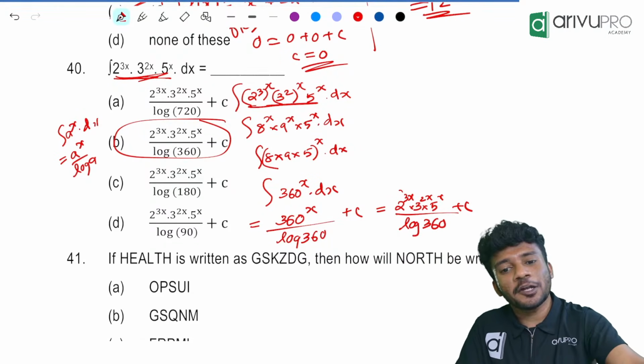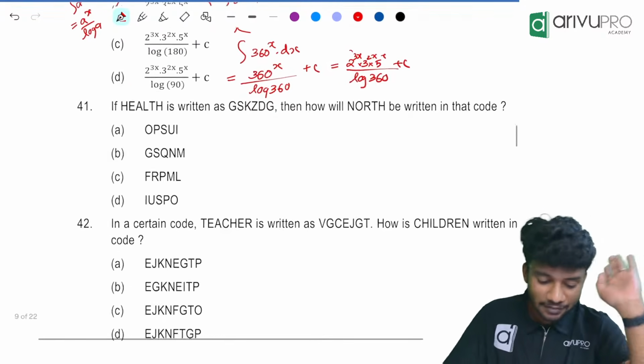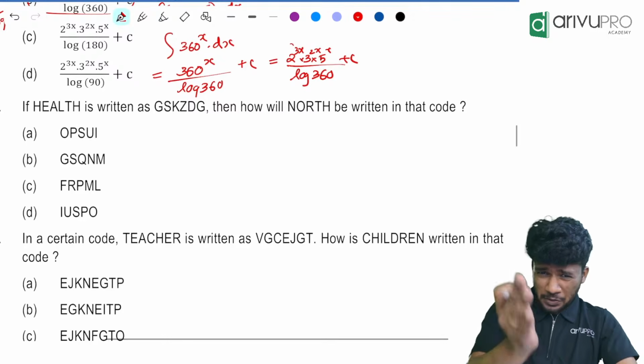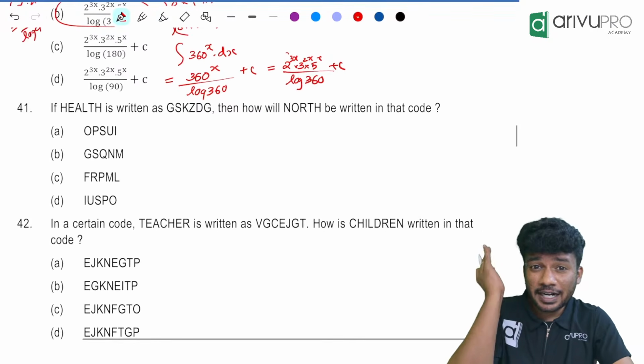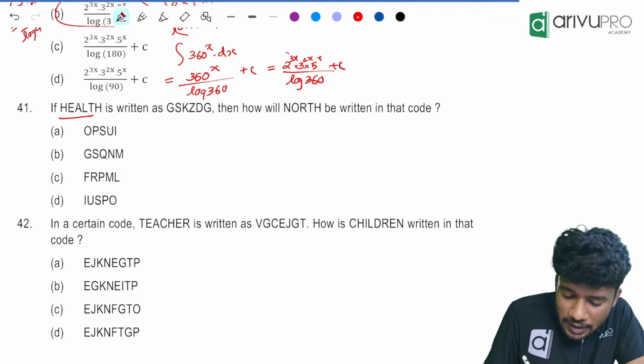Now we can go for the logical reasoning. All the questions were good compared to the previous MTP, especially the simple interest question which I told you about. It is very good, one of the best questions.